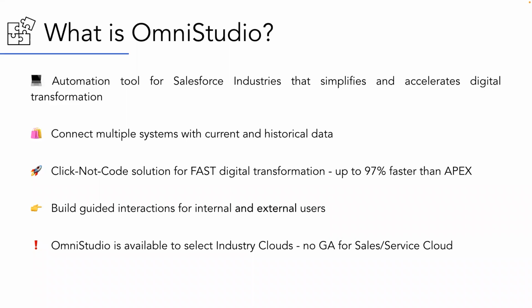The most important thing is that it helps you build guided interactions for internal and external users. I'm going to show you examples, and I'm sure you're going to figure out some places that you've seen similar guided interactions and think about places where we can implement that. The most important thing for you to remember is that OmniStudio is available to select industry clouds. So it's not general availability for everyone. You cannot just buy an OmniStudio license and set it up everywhere.